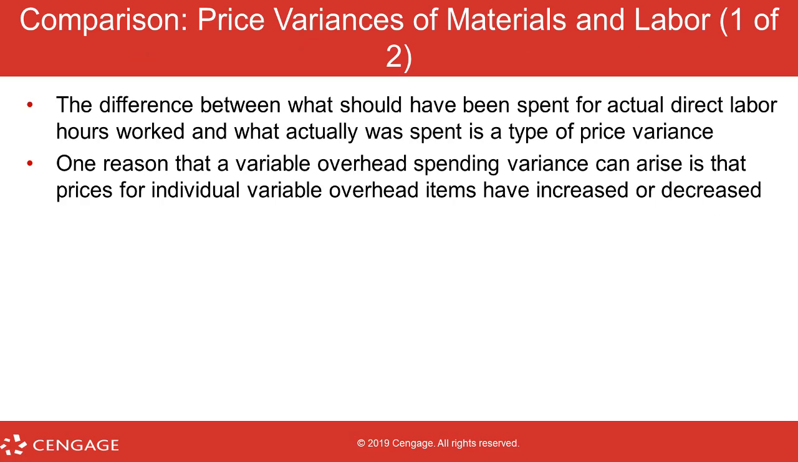Looking at variable overhead in terms of labor, if labor was more than expected, it's going to cost us more. If it's less than expected, it's going to cost us less. And that's directly tied to employees physically working. In terms of materials, overhead spending may go up or down depending on the price of materials. So you think about if you're a trucking company, gasoline, gas rises and falls almost on a daily basis.